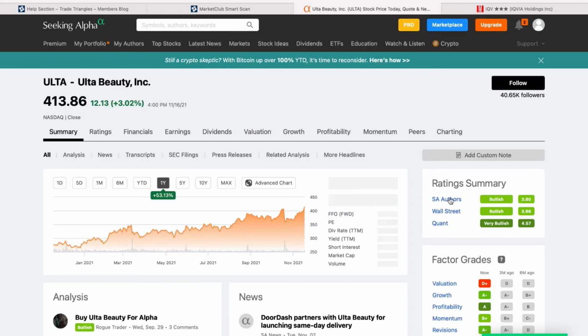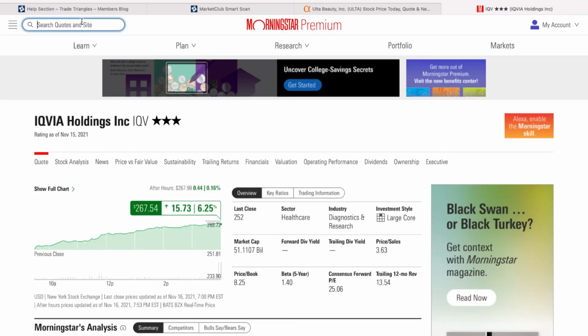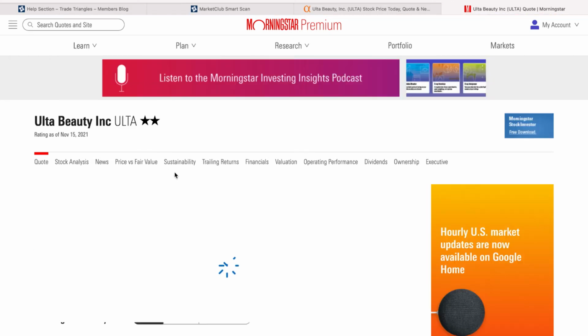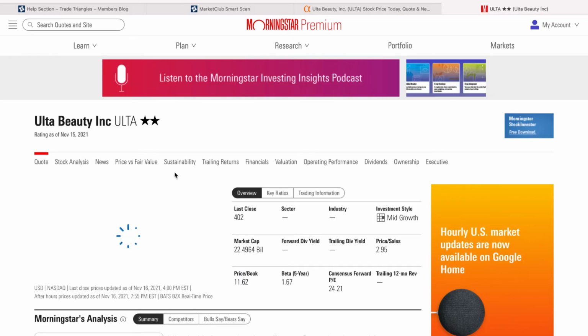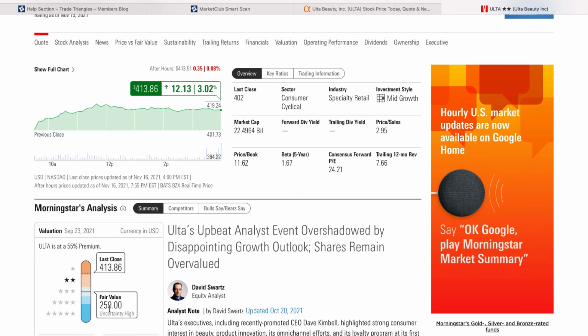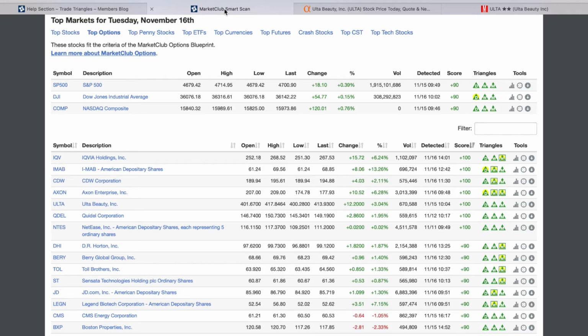Whoa, everything is bullish. Quant very bullish. Let's take a look over here. Last close 413, fair value 259, overvalued. I'll give it a miss. Let's go to QDEL.